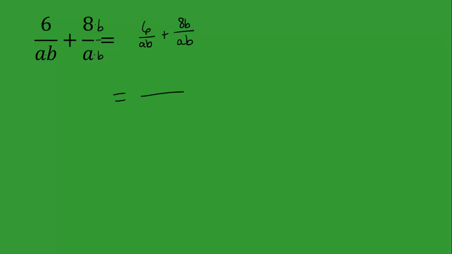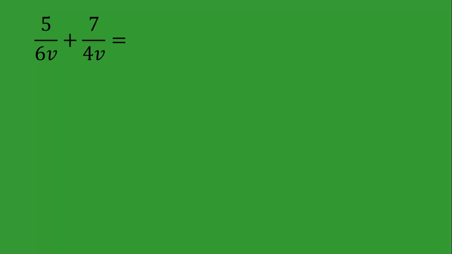That turns into 6 over ab plus 8b over ab. Now add the numerators. They're not like terms, so we just write them as a sum. And in the denominator, we have ab. We can only reduce if one of the factors of the denominator is a factor of every term in the numerator. And since 6 doesn't have a b, we can't factor out a b. We're done.